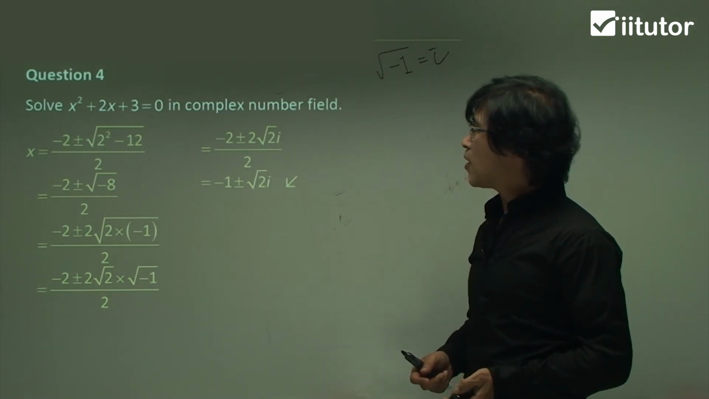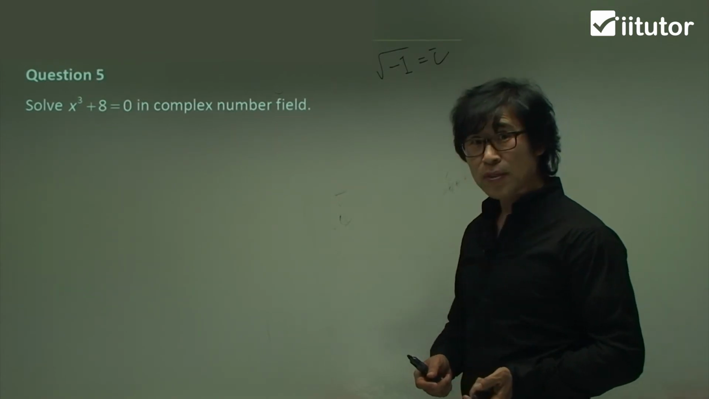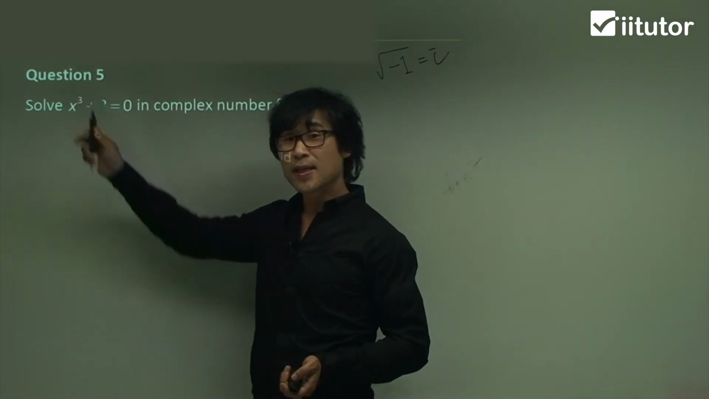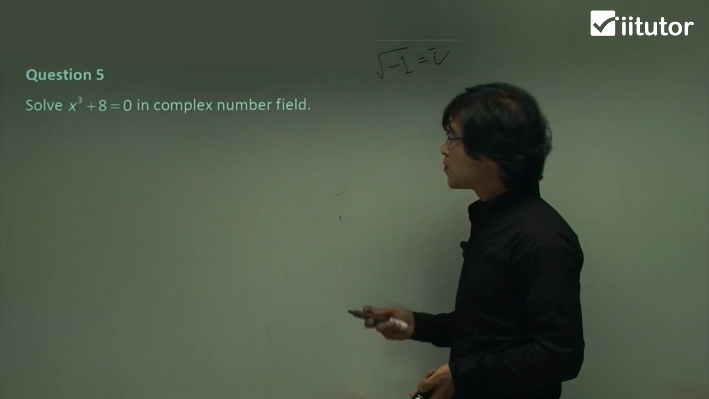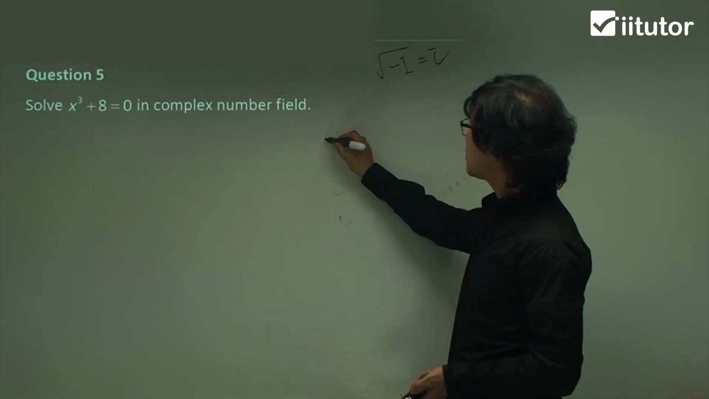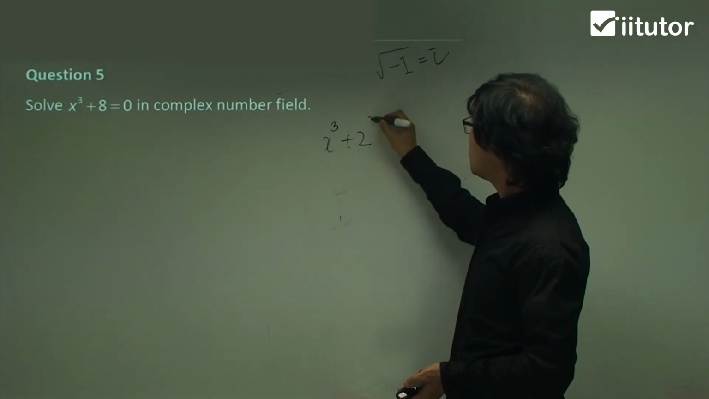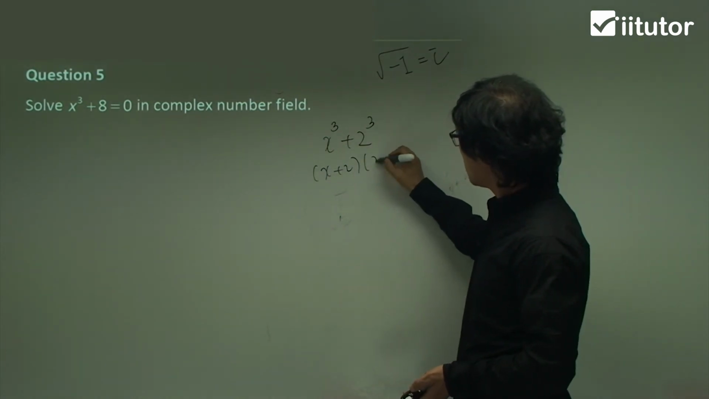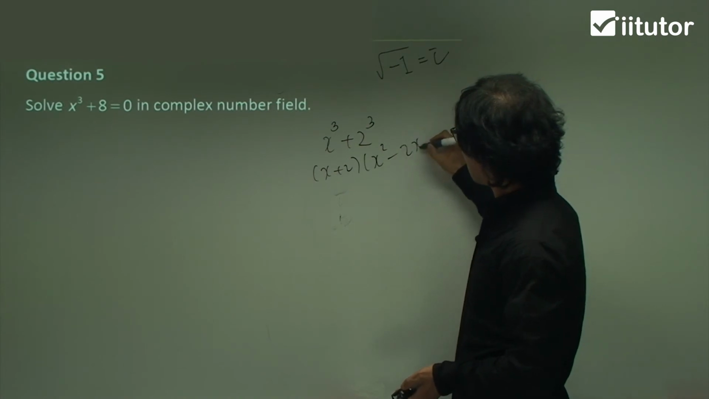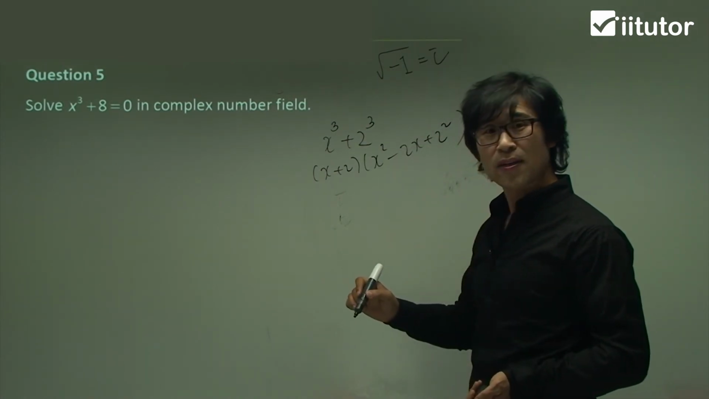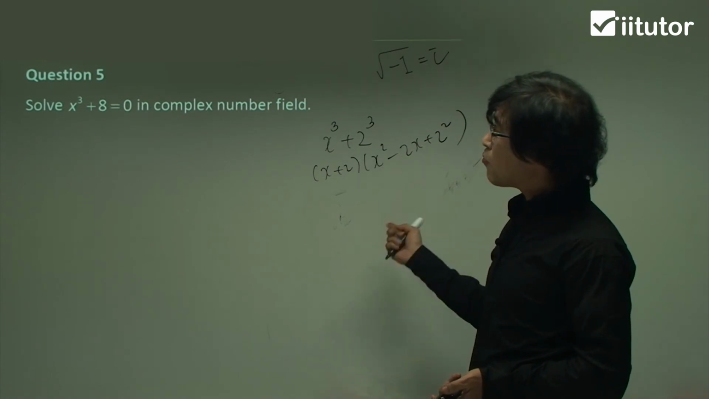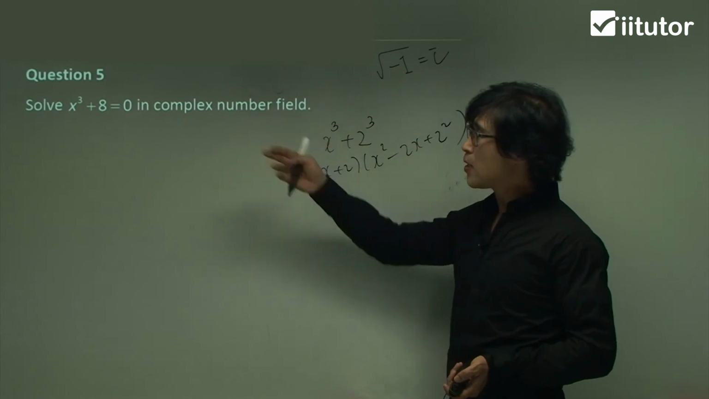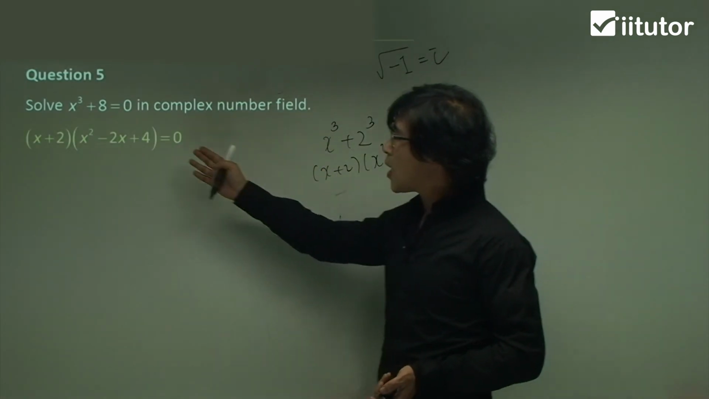Let's move on to question 5 now. Question 5. Okay, same question, but this is a cubic equation. How do you do it? Well, this cubic equation is like x cubed plus 2 cubed, so we can use the formula. Remember that? So that is x plus 2 times x squared minus 2x plus 2 squared. I'm sure you can remember this one. We just write it again over here. So this is how you simplify.